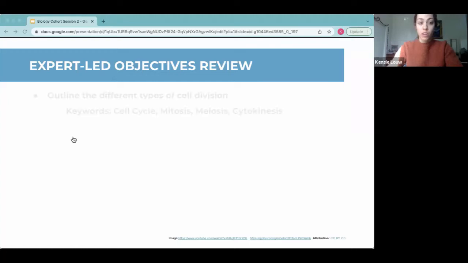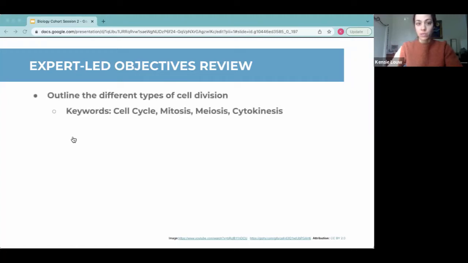And now we are going to move on to the next objective, which is outline the different types of cell division. So the keywords we're going to talk about with cell division are cell cycle, mitosis, meiosis, and cytokinesis.